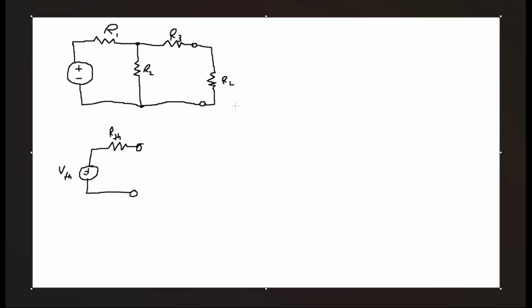Well, the first step would be to find the equivalent resistance from these two terminals, we'll call them A and B, RL being the load resistor. And we do that by killing off the source. Since it's a voltage source, we're going to short it. So this circuit becomes this one right here.